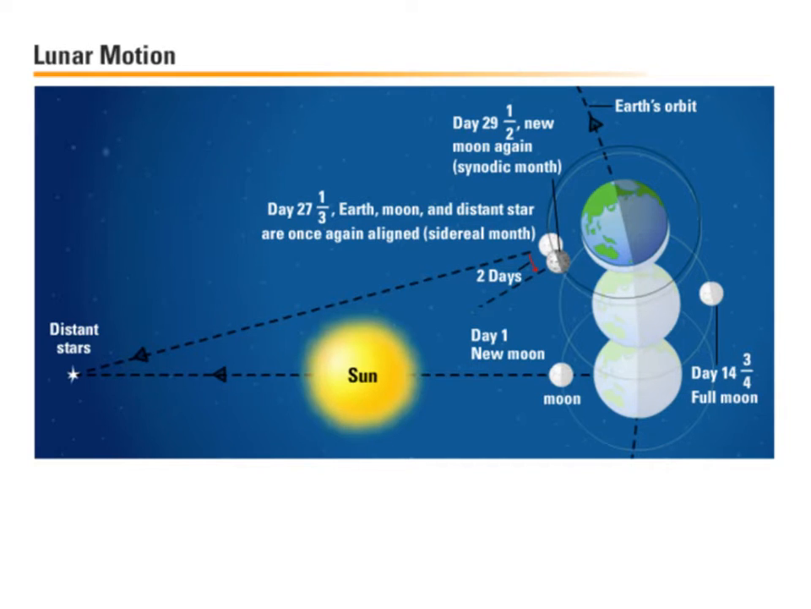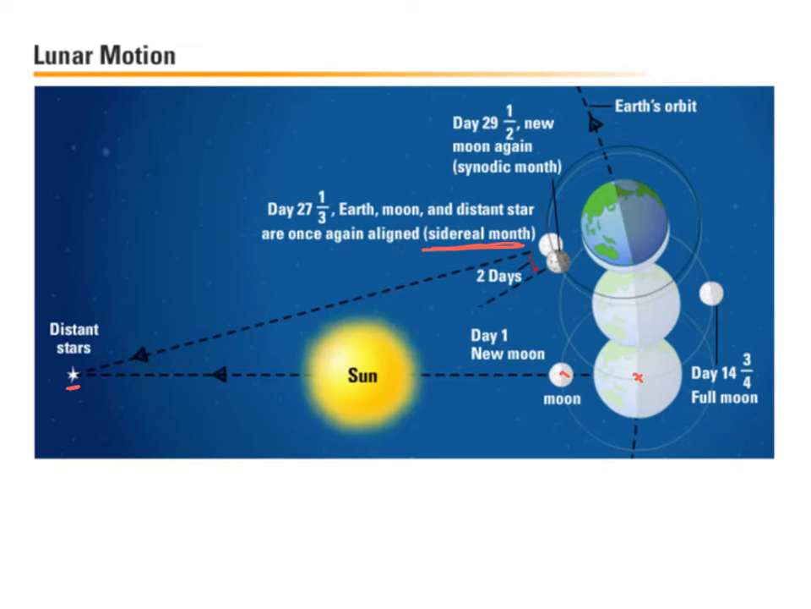If we first look at a sidereal month here, what we're doing is measuring with distant stars. So on day 1 of the month, we'll notice that the Earth is here, the moon is here, and we line those up, we can go out to some distant star.